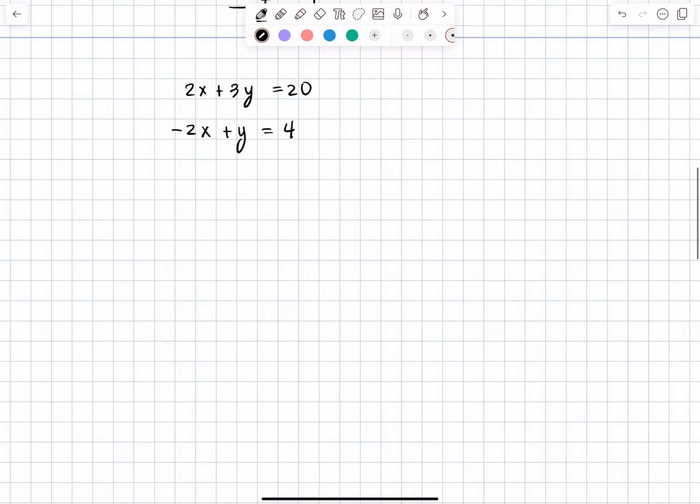The first thing you want to do when talking about elimination is to line up everything. So all the x variables are on one side, all the y variables are on one side, and all your answers are also on one side. So now that everything's lined up, all we're going to do is add. But in order to add, we need to make sure that one of the variables cancels out when we add the two functions. So 2 plus negative 2 is 0x.